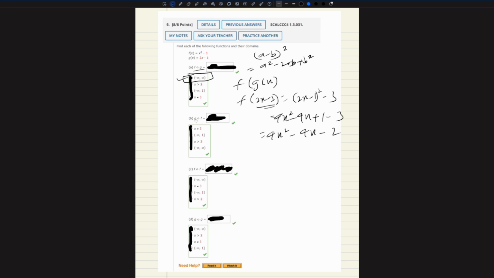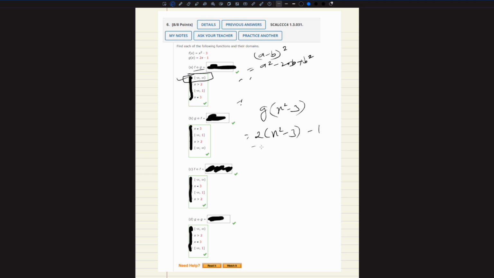Now let's do g of f. Okay, so I will erase this first. So g of f is also the same thing, but we need to do g, and then f of x is x square minus 3. So we'll put x square minus 3 in the place of x in here. So it will be 2 times x square minus 3 minus 1. So 2x square minus 6 minus 1. So it will be 2x square minus 7. Again, this is a polynomial function, so the domain will be minus infinity to infinity. So this is our answer.